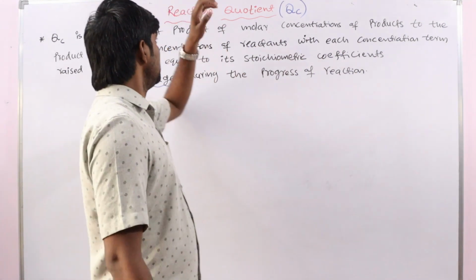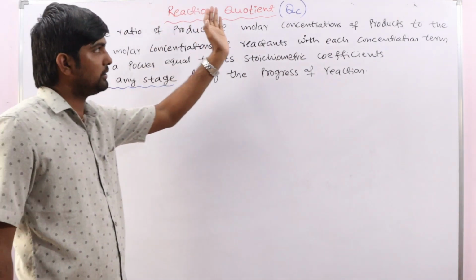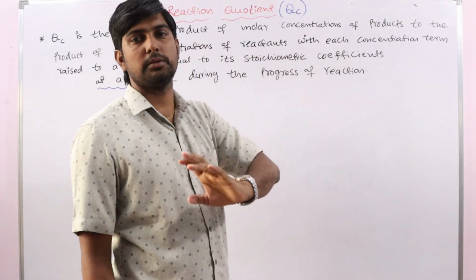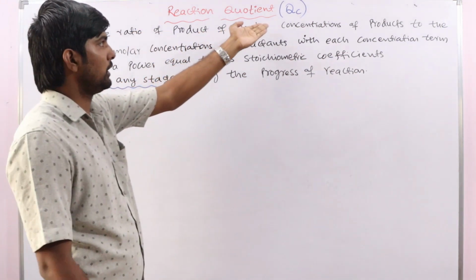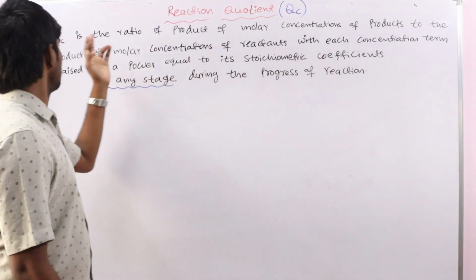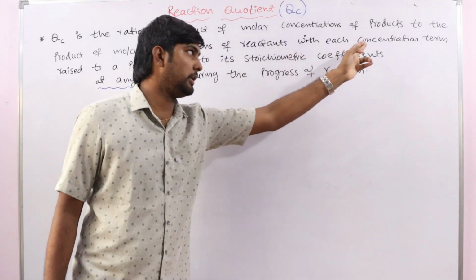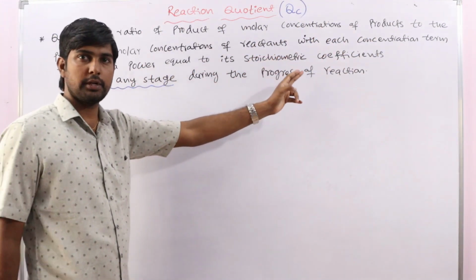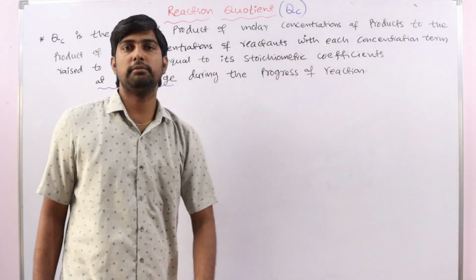So for that, the reaction quotient is introduced. It is very similar to the equilibrium constant, and the expression is also the same. Qc is the ratio of the product of molar concentrations of the products to the product of molar concentrations of the reactants, with each concentration term raised to a power equal to its stoichiometric coefficient, at any stage during the progress of the reaction.